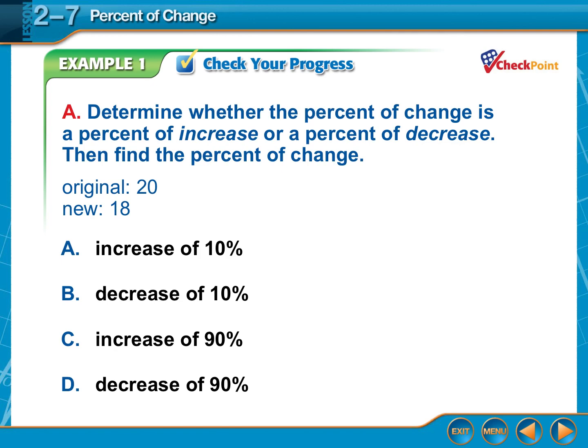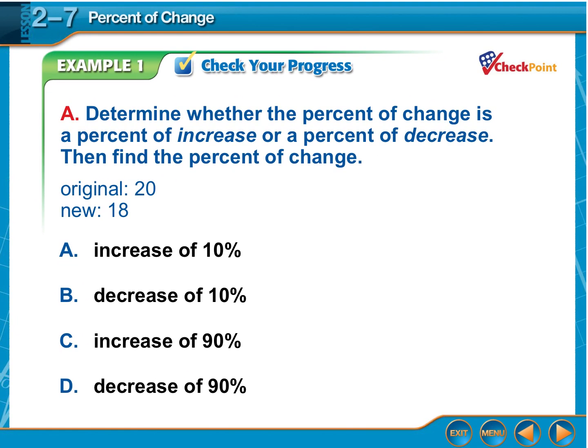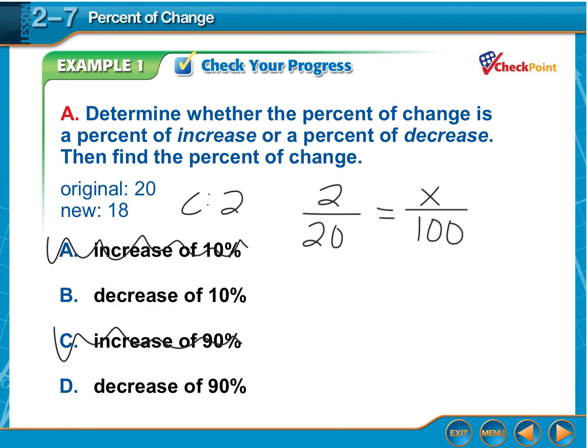Let's do this one here. First, we need to find the change, and whether it's an increase or a decrease. Is it increase or decrease? Decrease, so you can automatically take out the increase options, A and C. What is our change? 2. How do we set this up then? Change over original equal to X over 100. Remember, 100 is our total percent. We need to find the percent of the decrease.